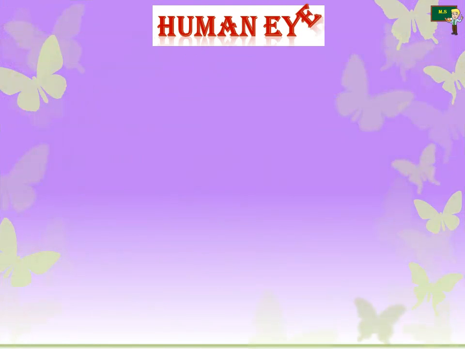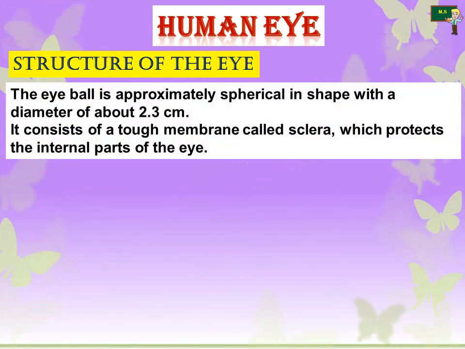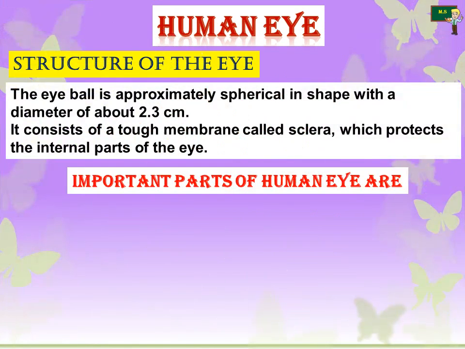Human eye. Students, human eyes are the most valuable and sensitive organs responsible for vision. They are the gateway to the wonderful world. Structure of the eye. The eyeball is approximately spherical in shape with a diameter of about 2.3 cm. It consists of a tough membrane called sclera, which protects the internal parts of the eye.